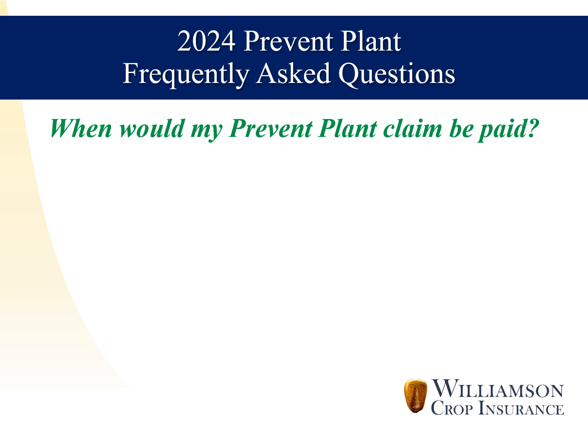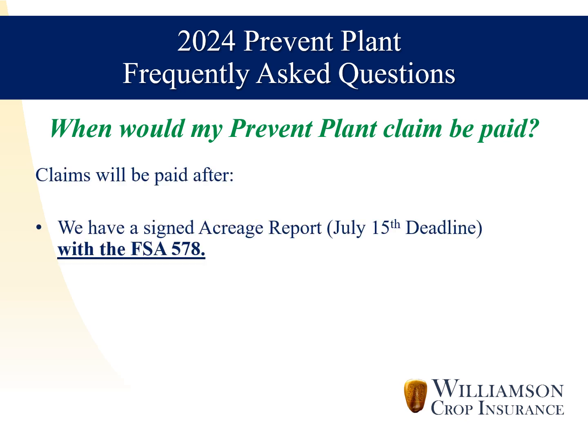When would my prevent plant claim be paid? Those will be paid after we have a signed acreage report from you. And our reminder, the deadline for that is July 15th. If we get your acreage report on July 15th, I can guarantee you it will not be keyed that same day, because that's when a lot of our documents come in and we get bogged down a little bit in the office. So it'll take a few days for the girls to get it keyed. And then we also reconcile that with the 578 at FSA. So again, to reiterate, we need a copy that shows those prevent plant acres also.